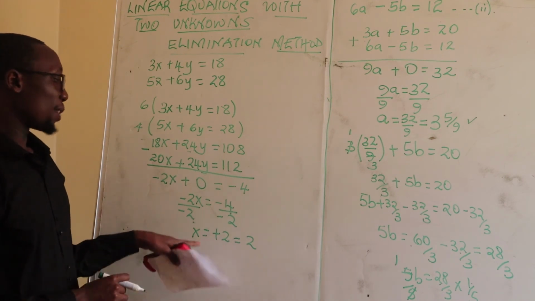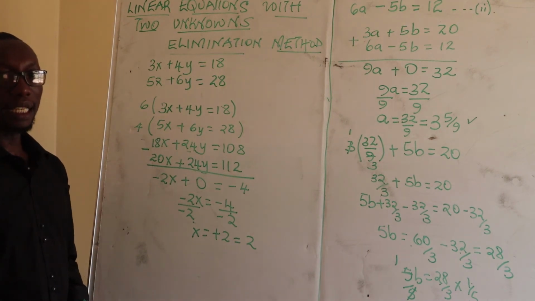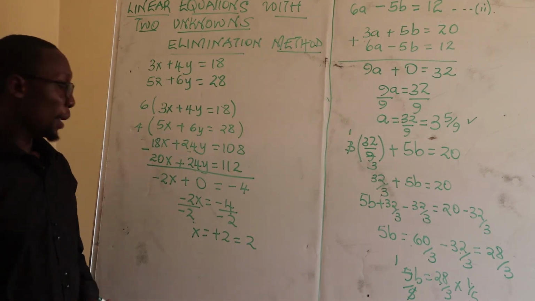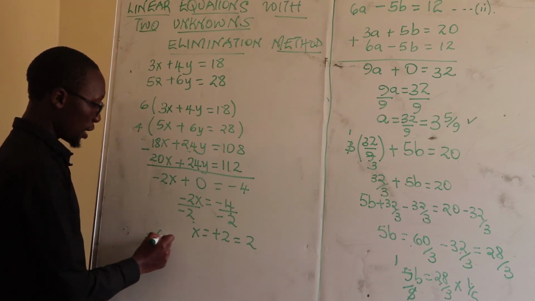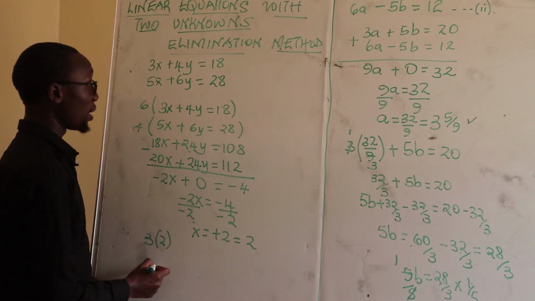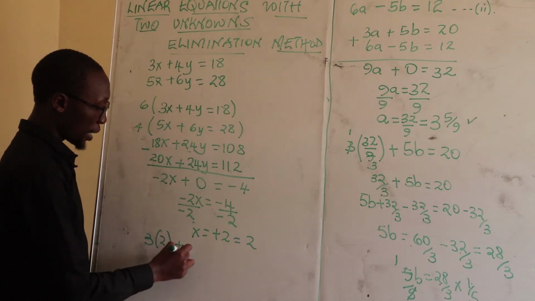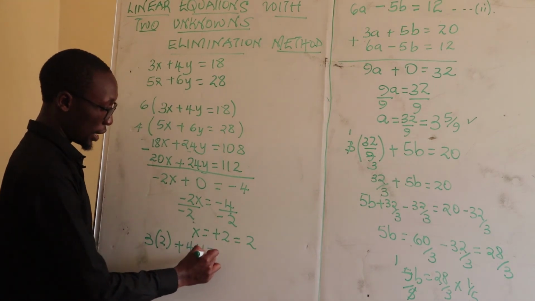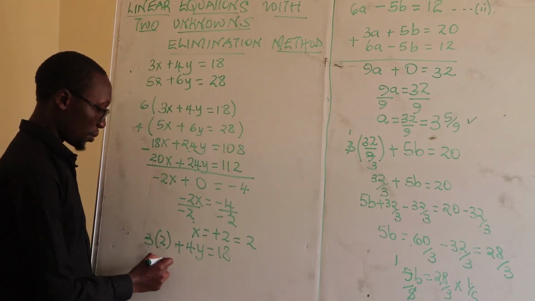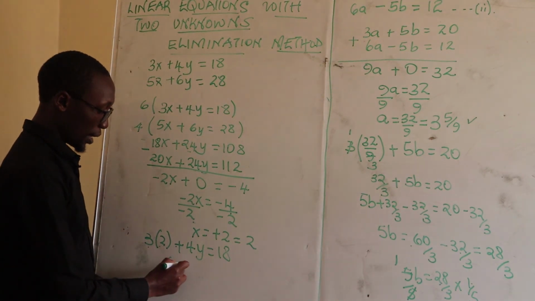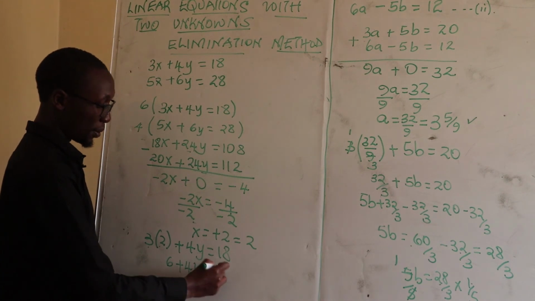After you've gotten the value of x, now you can go back to your original equations and get the value of y. So when you go back to your original equation, you shall have 3, instead of x, you can substitute it with the value of x in this context, which is 2, and then plus 4y. This shall be equals to 18. And then 3 times 2, that gives you 6, and then you add it to 4y. This shall be equals to 18.